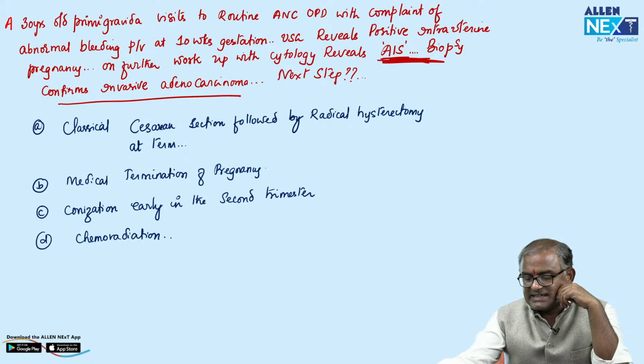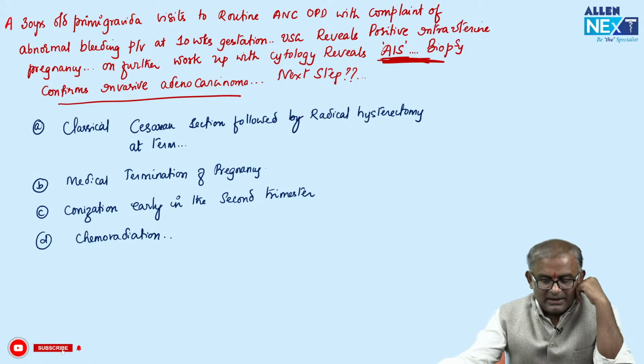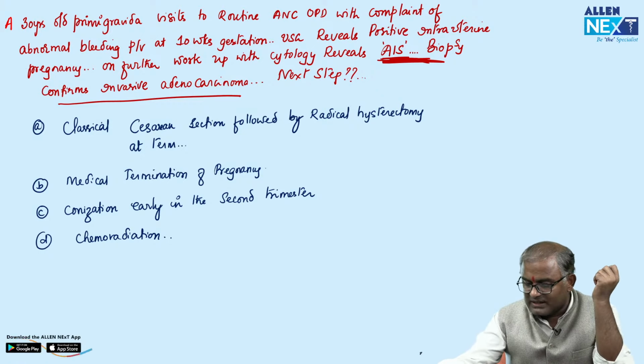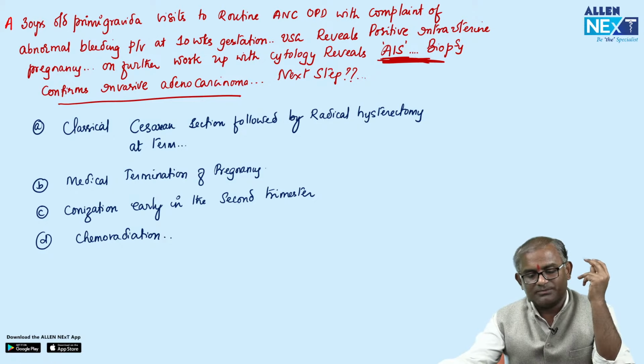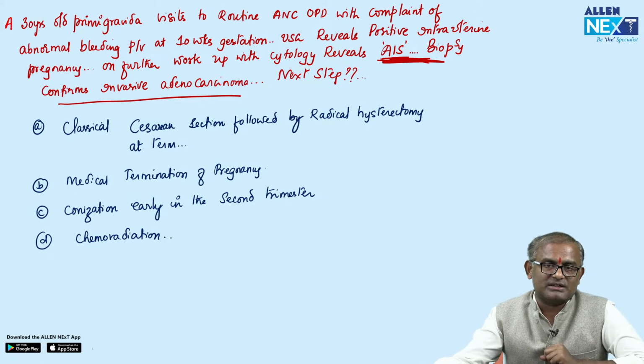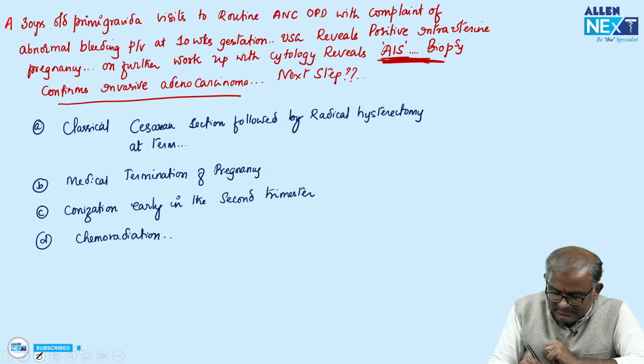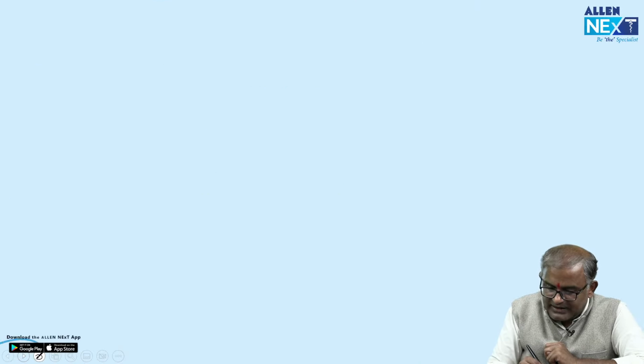So the options: classical cesarean section followed by radical hysterectomy at term; medical termination of pregnancy; conization early in the second trimester; chemoradiation. What is the answer for this question? Yes, it's so carcinoma cervix management. Dear doctor, look into this.